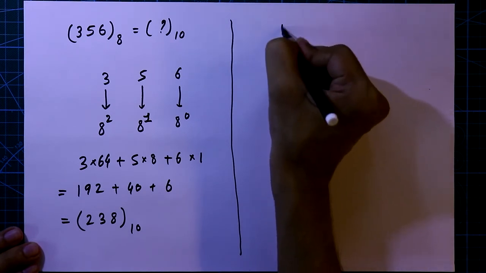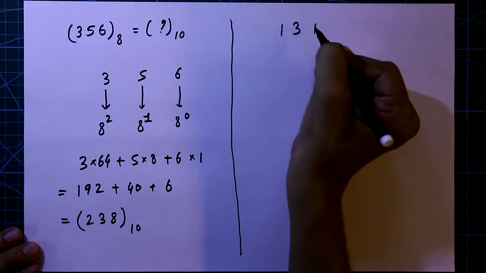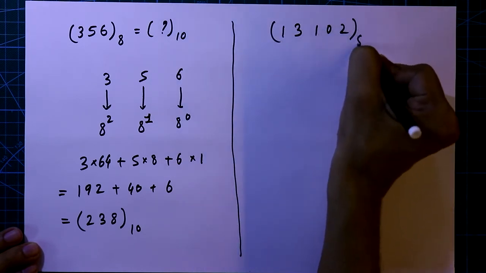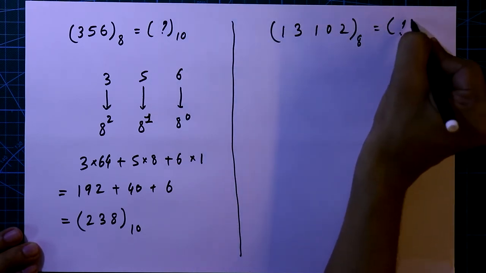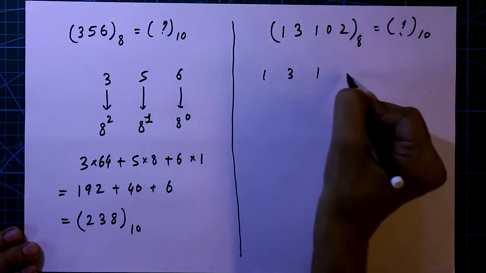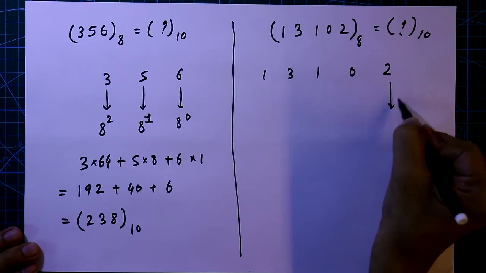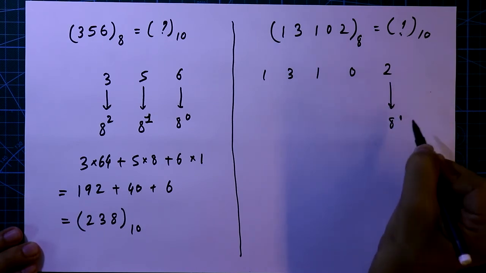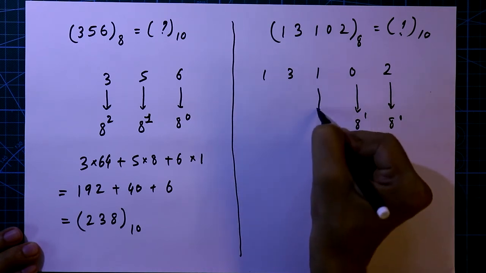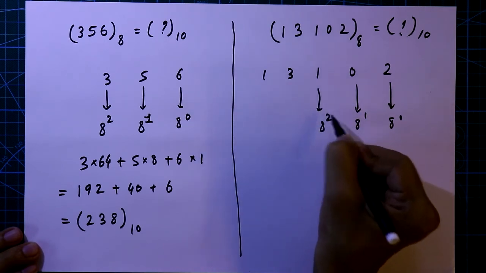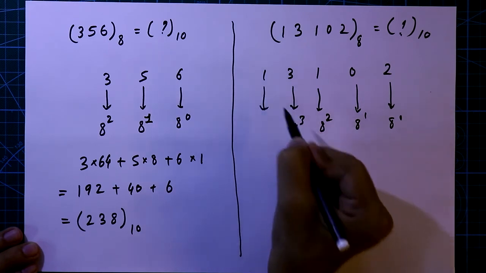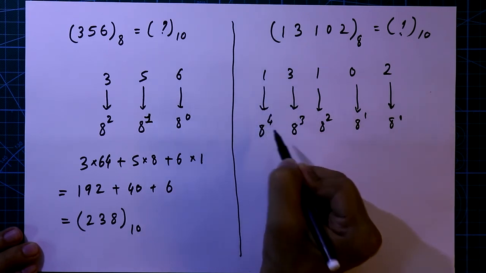Let's say 13102. It is an octal number and we have to find out its decimal number. So write this number. We have to multiply this number with 8 to the power 0. It is 8 to the power 1. It is 8 square. 8 cube. 8 to the power 4.